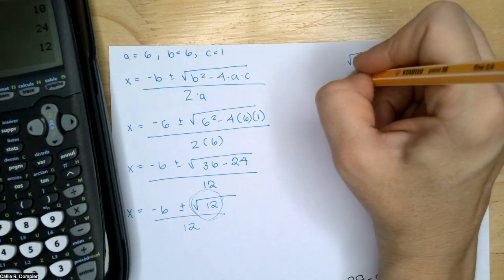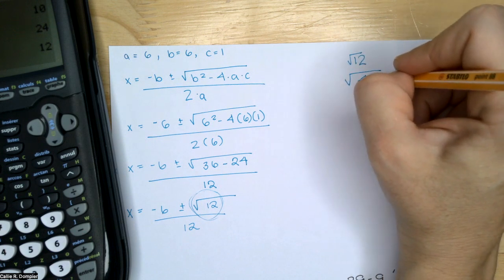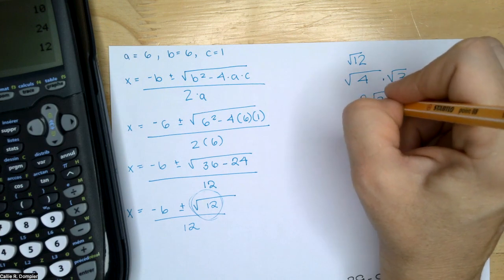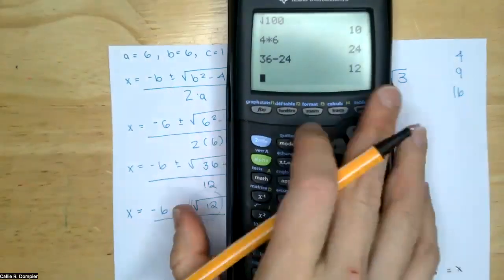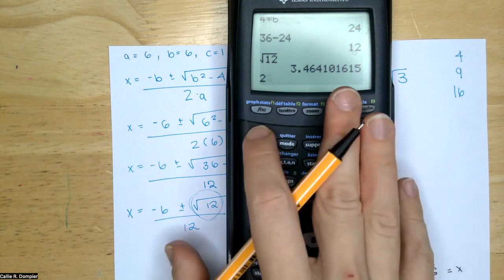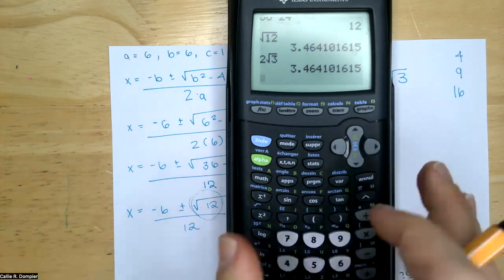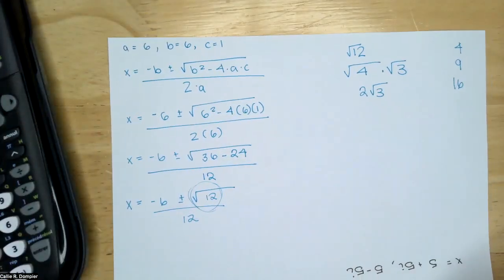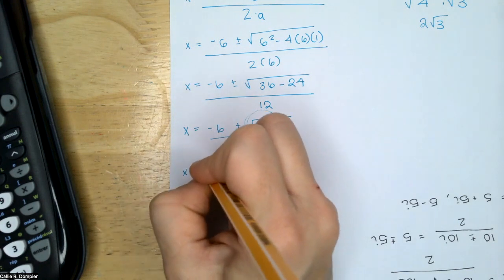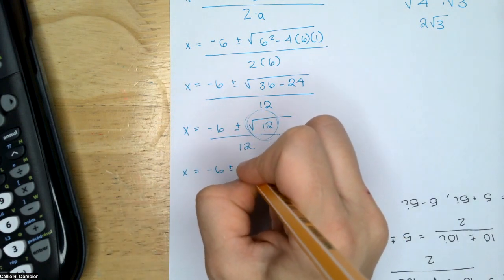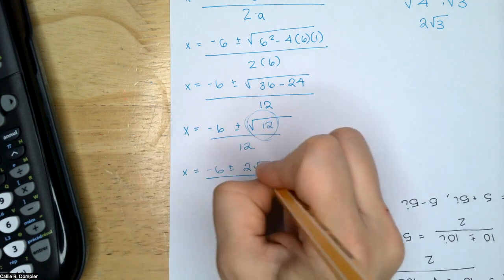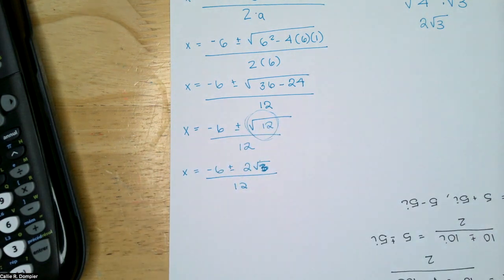So square root of 12 becomes the square root of 4 times the square root of 3. The square root of 4 is just 2. So 2 square root of 3. Again, you can check that in your calculator. The square root of 12 is that. 2 times the square root of 3 is that same number. Come back down here with what we learned and say X is negative 6 plus or minus 2 square root of 3, divided by 12. Good.